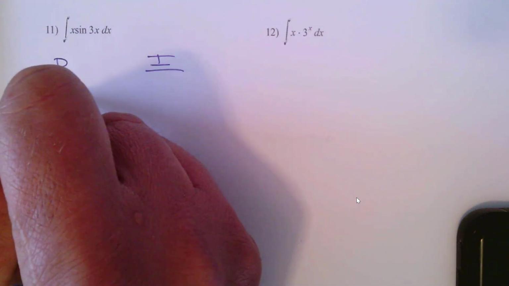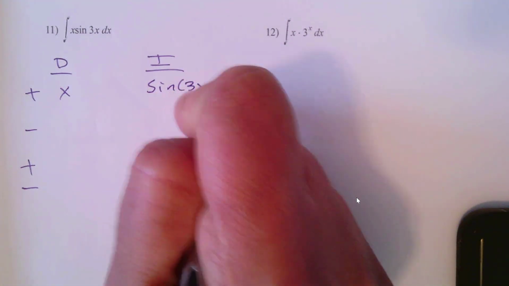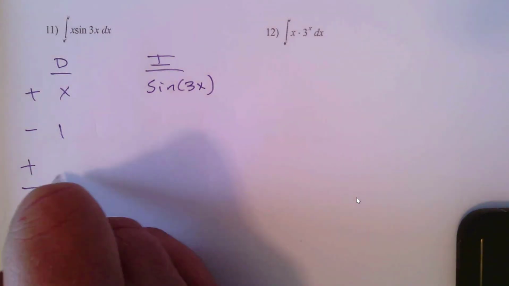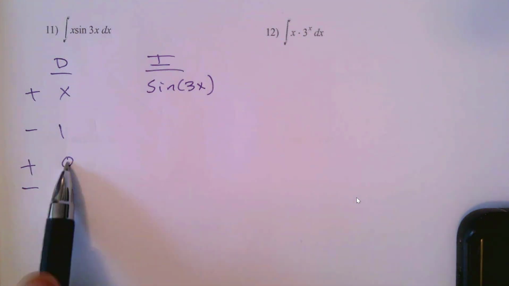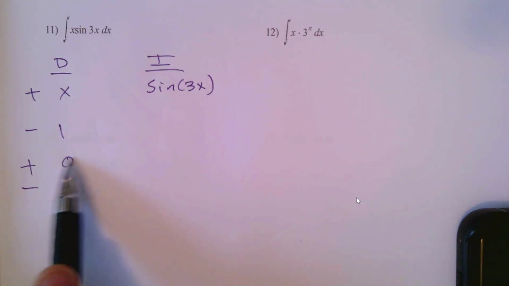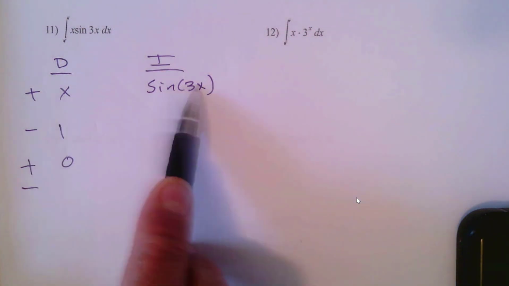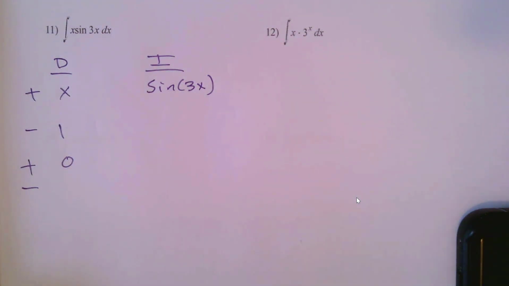Which part is going to go here? Well, probably x. Which part then has to go here? Sine of 3x. Because if I take x and I differentiate it, I'm going to get a 1. Differentiate again, I'm going to get a 0. Once I get a 0, I can stop. Remember, you can stop under 3 cases: if you get a 0 here, or you get a row that's easy to integrate, or you get a row that's repeated. So we're going to stop here because we got a 0.